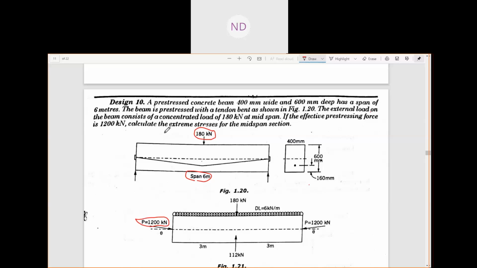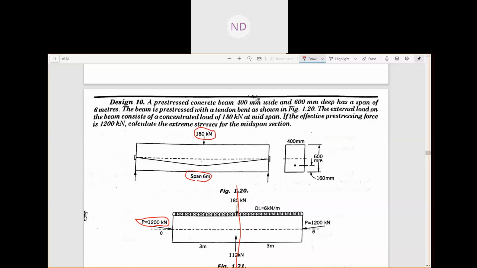Now calculate the extreme stresses for the mid span section. So we have to calculate the stresses here at the center. How to proceed? You know what stresses will be developed in any kind of pre-stressed beam. At the midspan, you will have stresses due to this pre-stressing force, P by A. Then another will be due to the dead load.